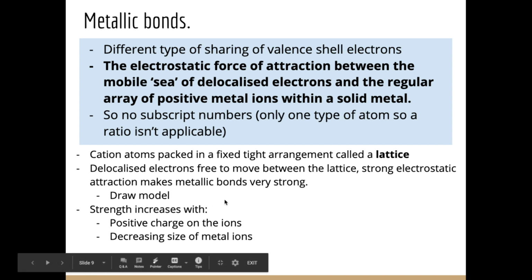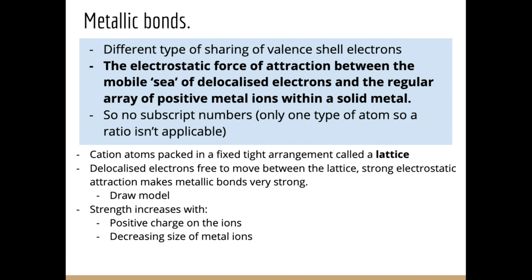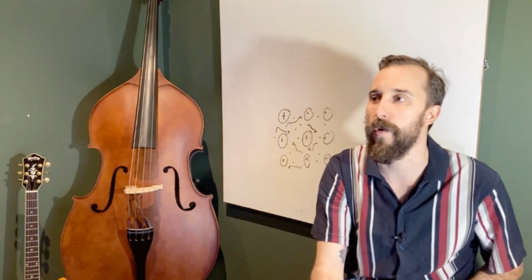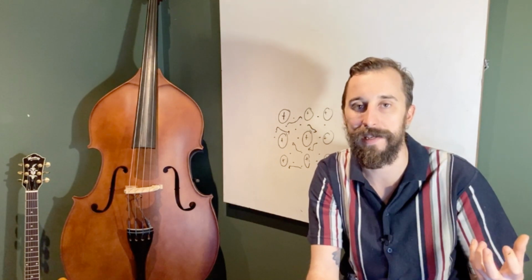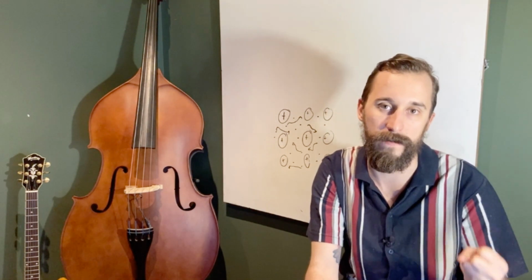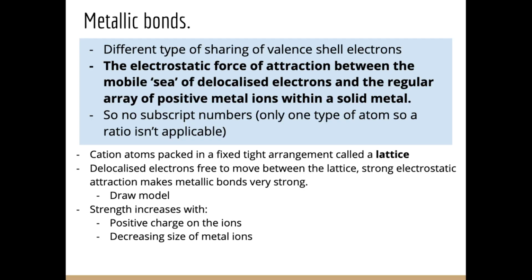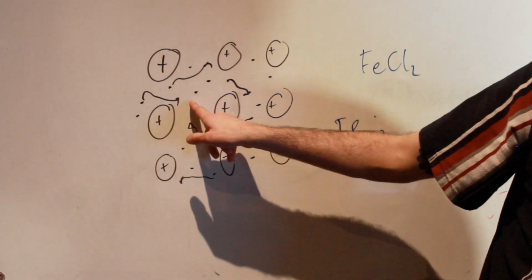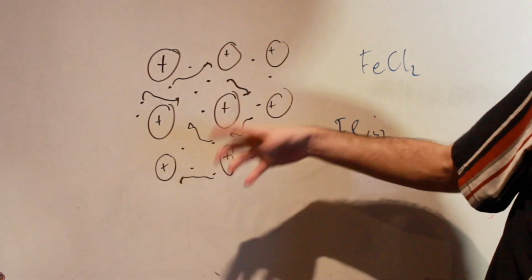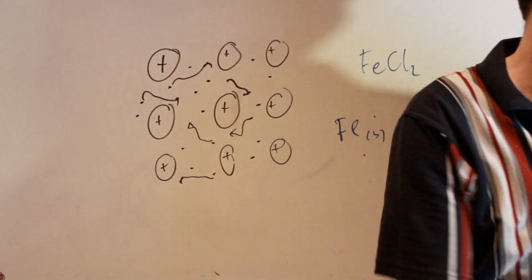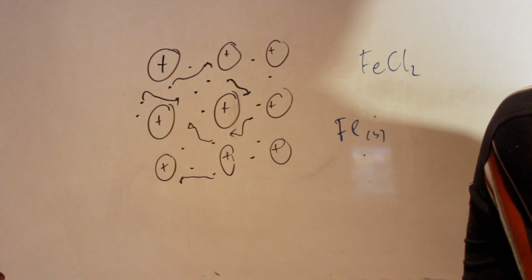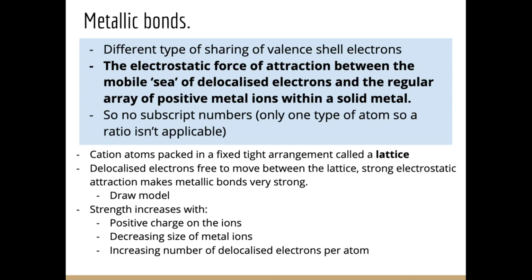It increases with the decreasing size of the metal ions. That's because the nucleus is going to be closer to those delocalized electrons. If it's closer, it's a stronger force of attraction. We talked about that in our atomic bonding model. And then finally, with the increasing number of delocalized electrons per atom. So if you've got more electrons in this delocalized sea, you're going to have a stronger bond between positive cations and the negative electrons. So those three things will affect the strength of the metallic bond.